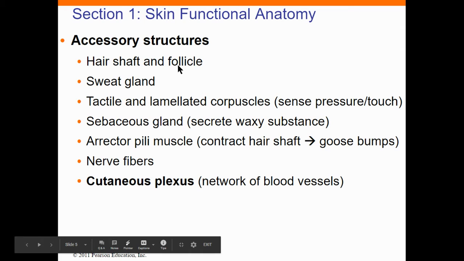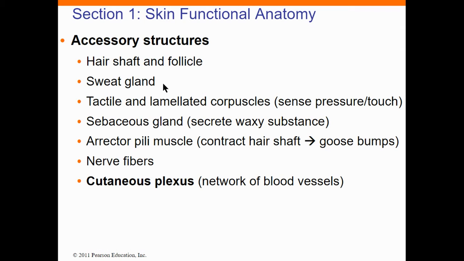So you have your hair shaft and follicle, you have sweat glands, and we have tactile and lamellated corpuscles, which help to show that there are touch and pressure sensors within your skin. Sebaceous glands secrete a waxy substance. The erector pili muscle, which is connected to a hair follicle, is responsible for creating goosebumps. Then you have nerve fibers, and then a cutaneous plexus, which is your network of blood vessels, which provides coloration for your skin and blood.